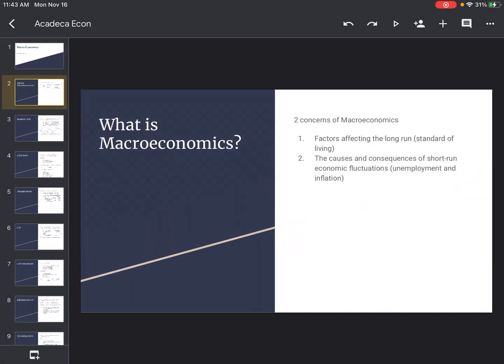Let's get into it. So, macroeconomics is primarily concerned with two main subject areas. The first is the factors affecting the long run of the economy, such as standard of living. And the long run is defined as the period when the market is in equilibrium, so when supply and demand are typically in line. The second is the causes and consequences of short-run economic fluctuations, especially unemployment and inflation. In the short run, again, there is the period in which other effects such as price stickiness can prevent equilibrium, for example.